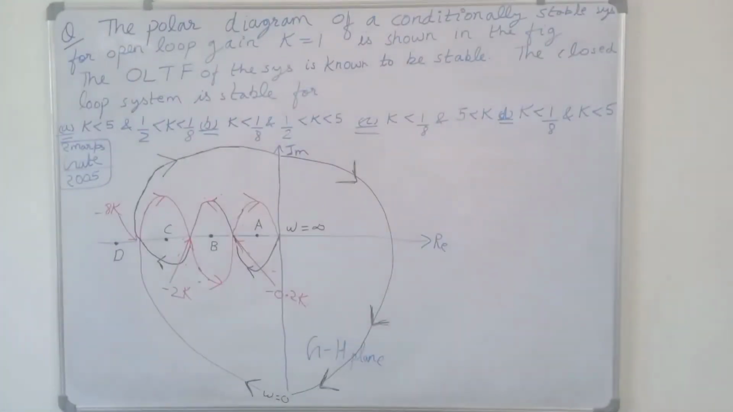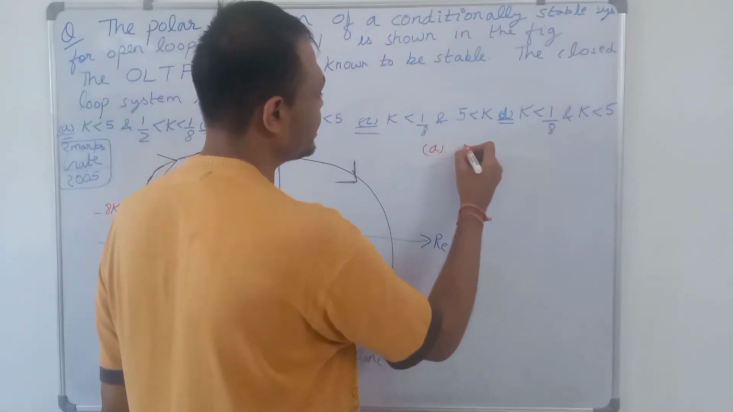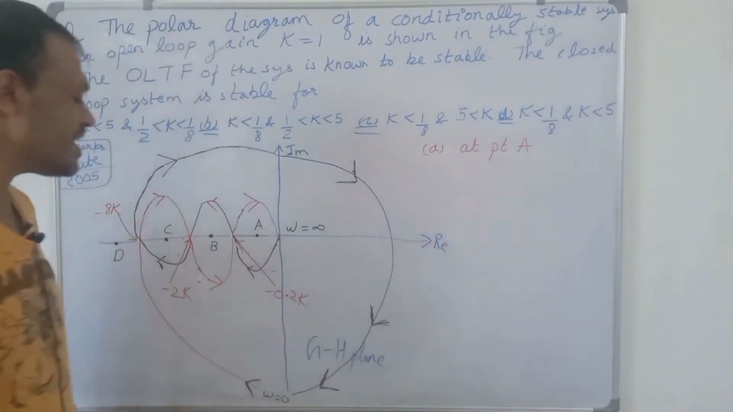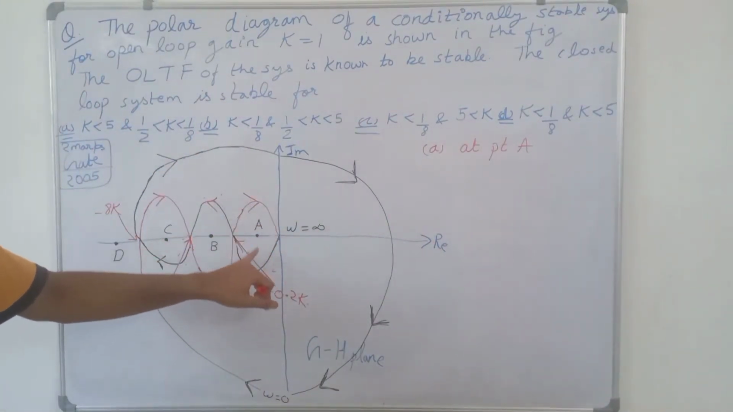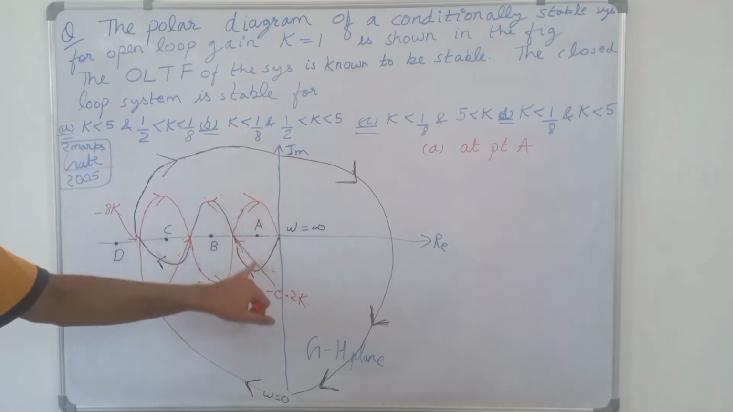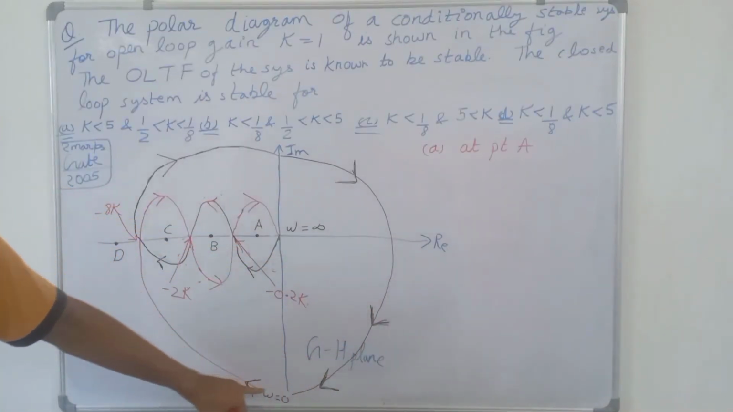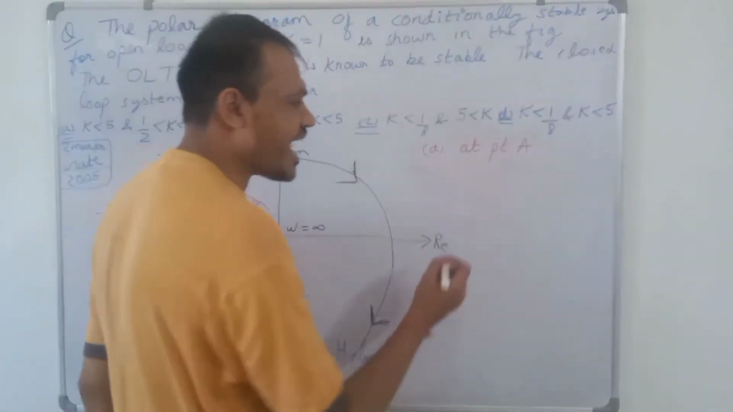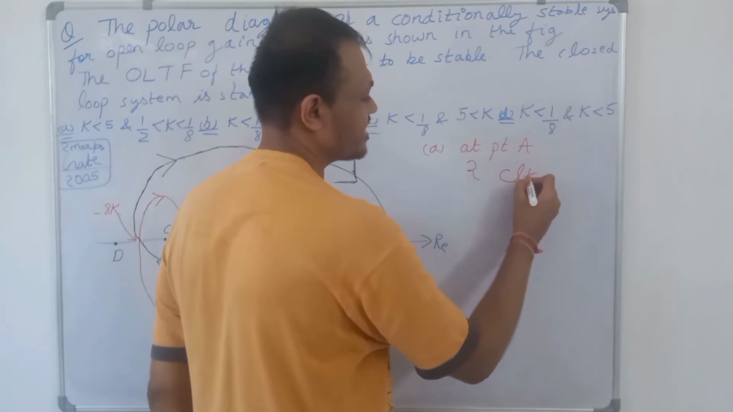Now we are checking the condition for stability at the first location. If the critical point is here at point A, we will check at point A first. At point A there are two encirclements. This encirclement of point A is in the clockwise direction. Then there is one more encirclement, this big circle, and it is also in the clockwise direction. So there are two encirclements in clockwise direction.